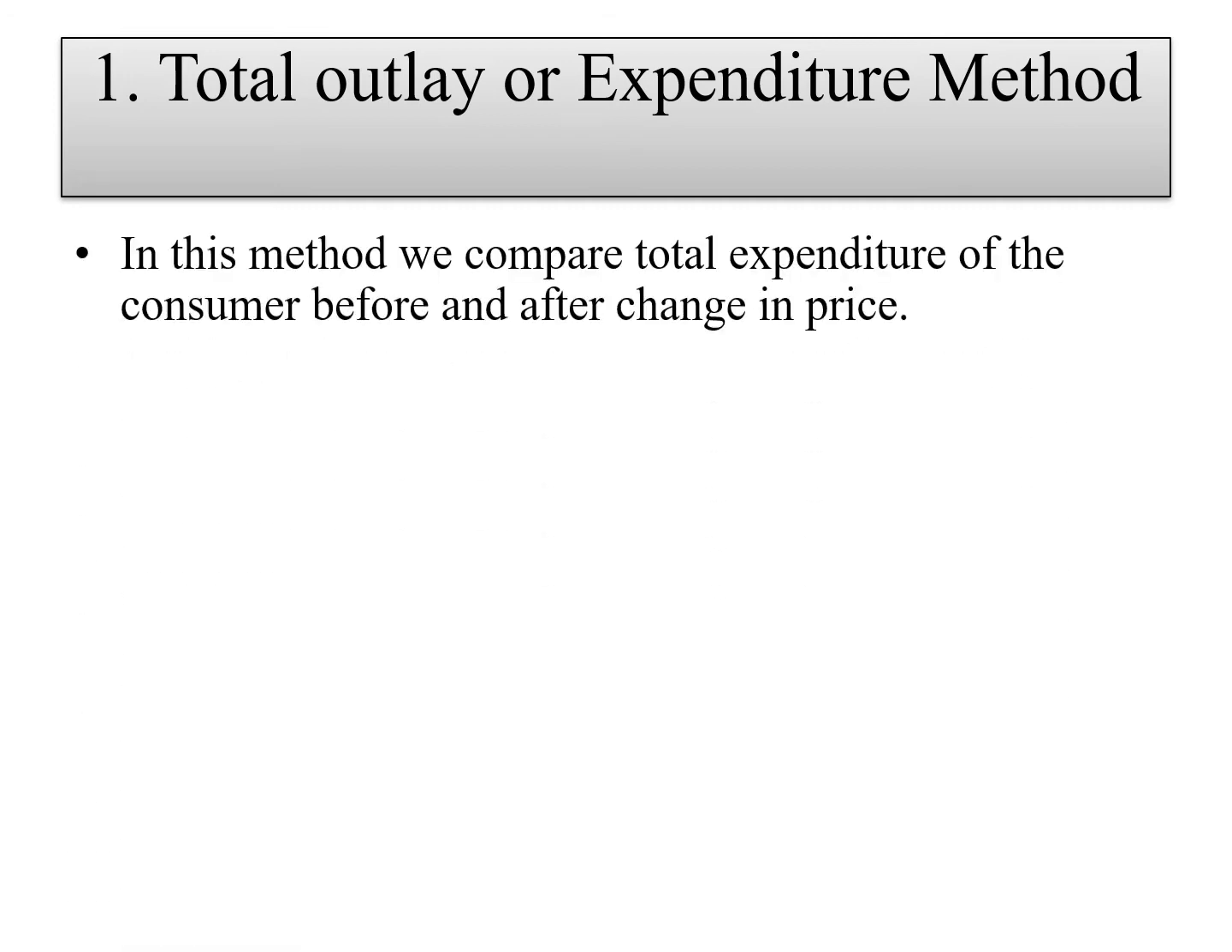Here outlay means what is going from our side, or the money going away from us, and that is how the money is going, that we are expending on something. That's why the name is total outlay or expenditure. The money is going out or going away from us, and we are spending that money on something to fulfill our needs, and that's why the name is total outlay or expenditure method. So see the explanation of this.